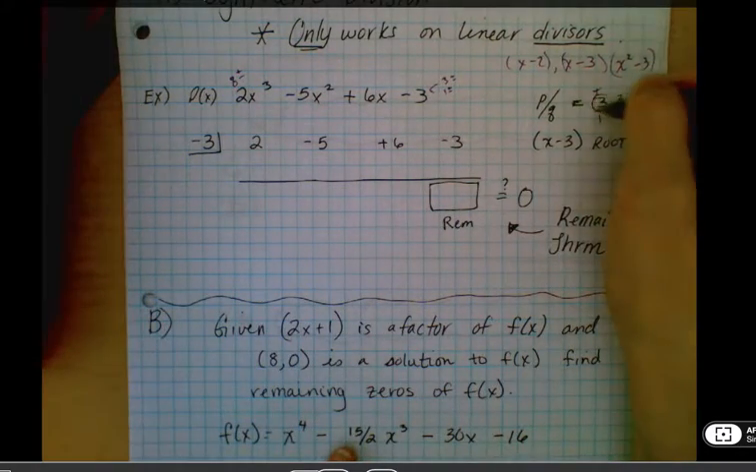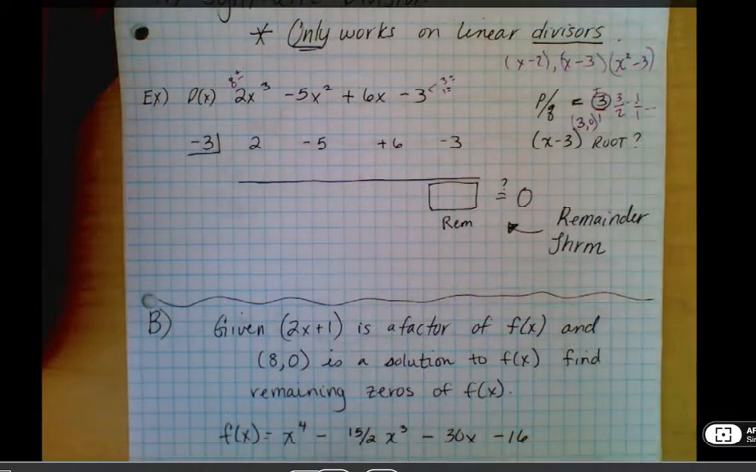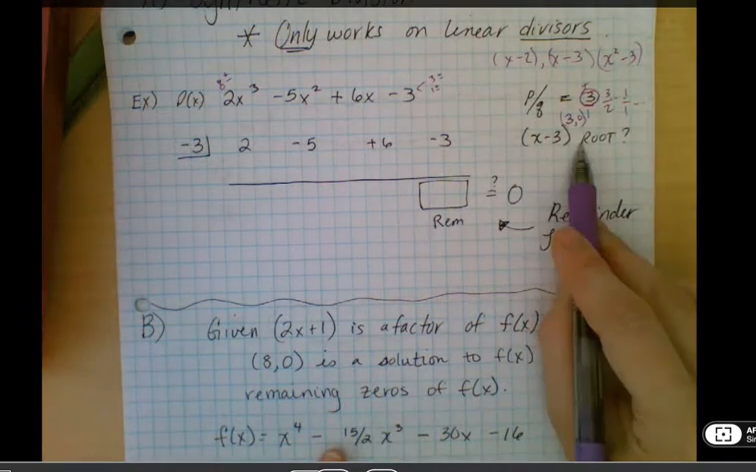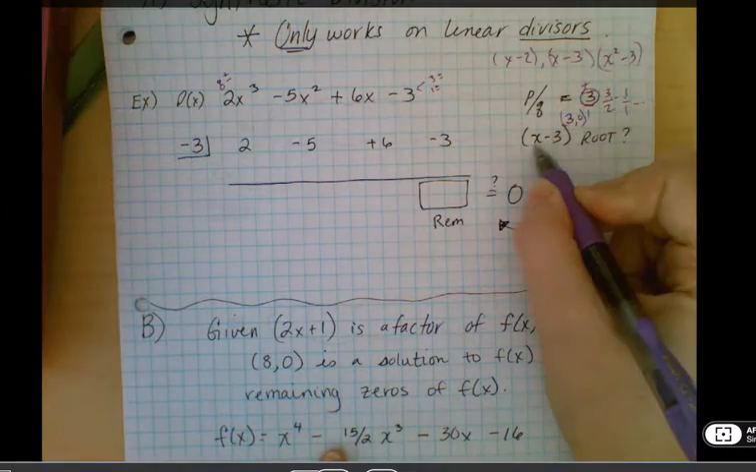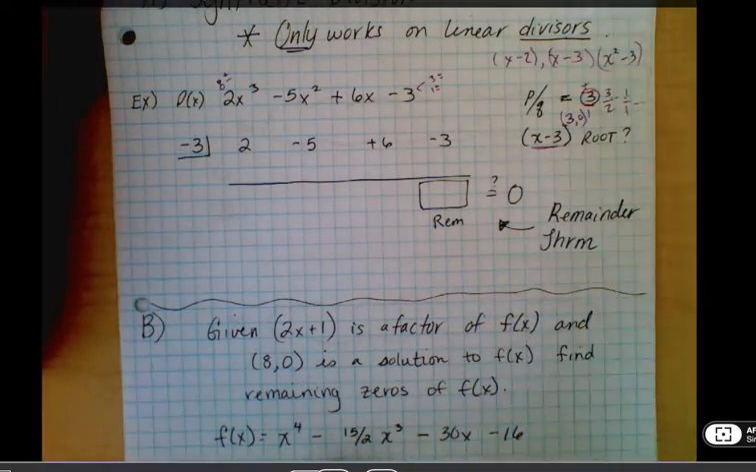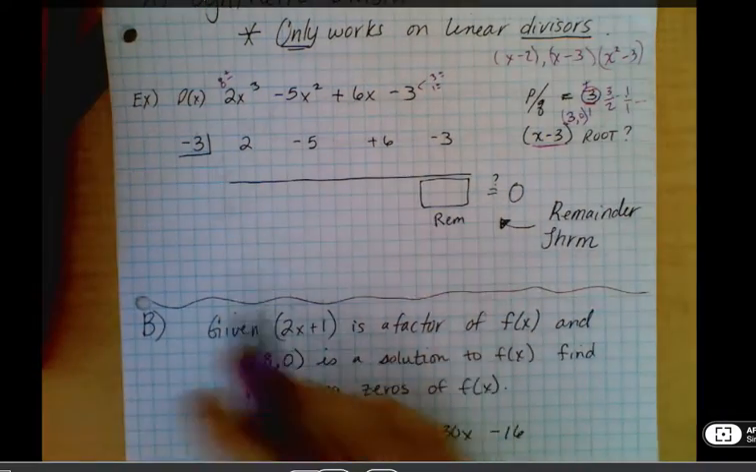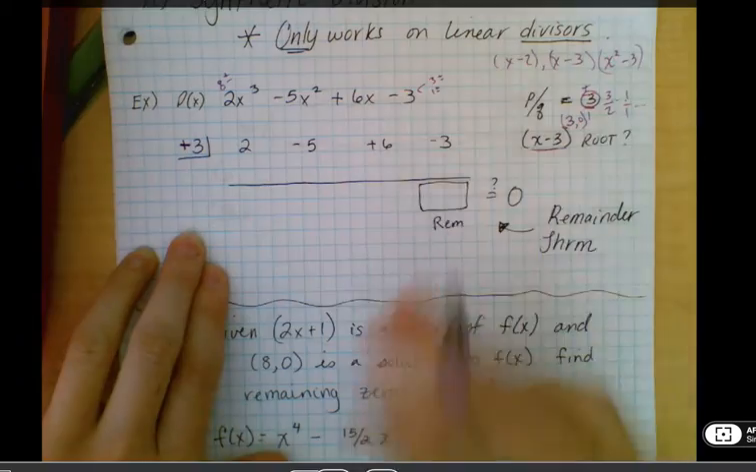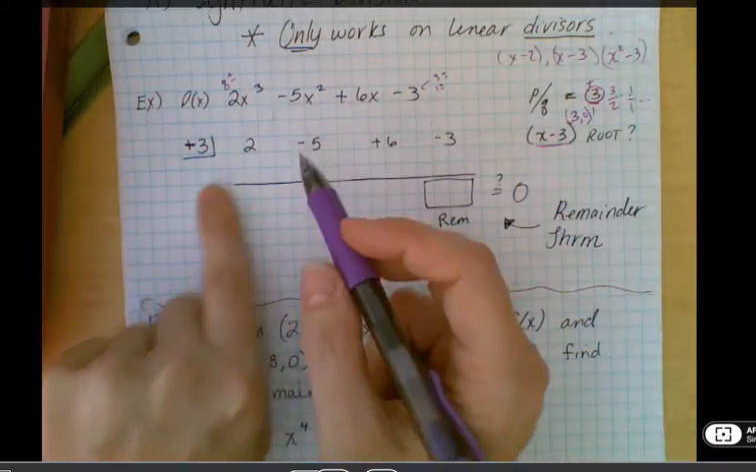So let's just look at this number right here. Is the point 3, 0 a point that exists on this line? So what we're going to do is say, is this a root? Because if it's a root, then 3, 0 belongs. So 3 belongs with this factor right here. So we take this number right here, should be positive because we're checking the actual number itself.